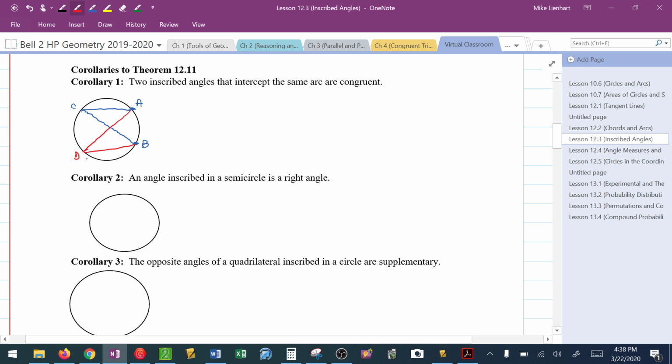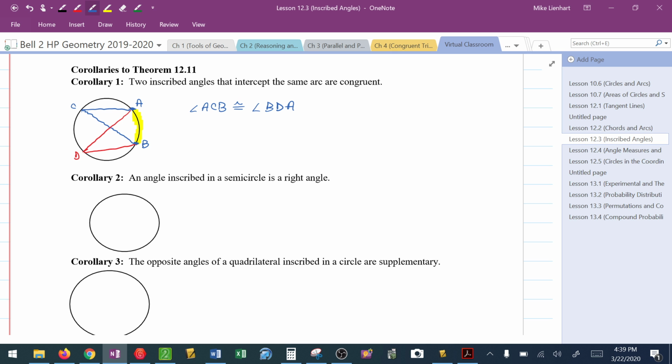And here's what I know. I know that if two inscribed angles intercept the same arc, then these have to be congruent. So because they are both intercepting this arc, I am able to conclude that angle ACB has to be congruent to angle BDA. And again, why? Because they intercept the exact same arc.